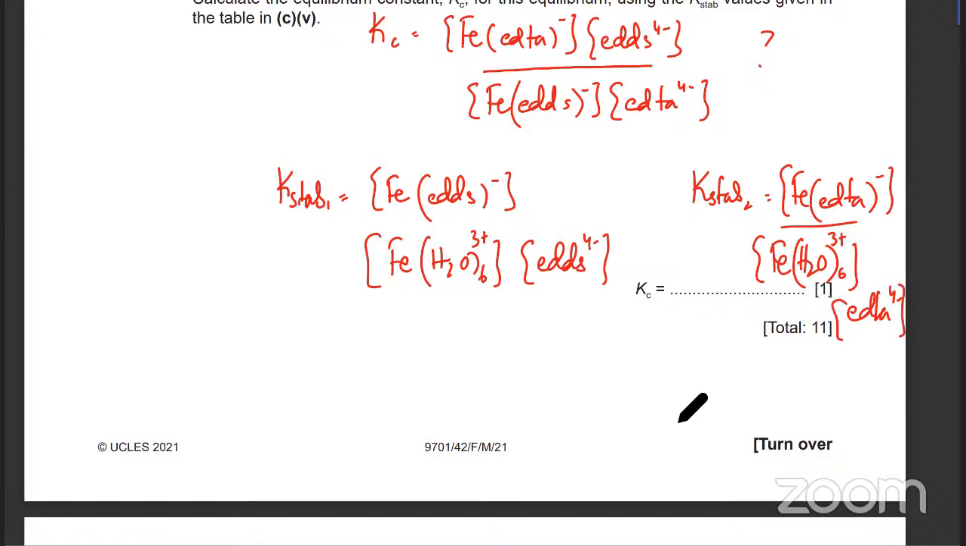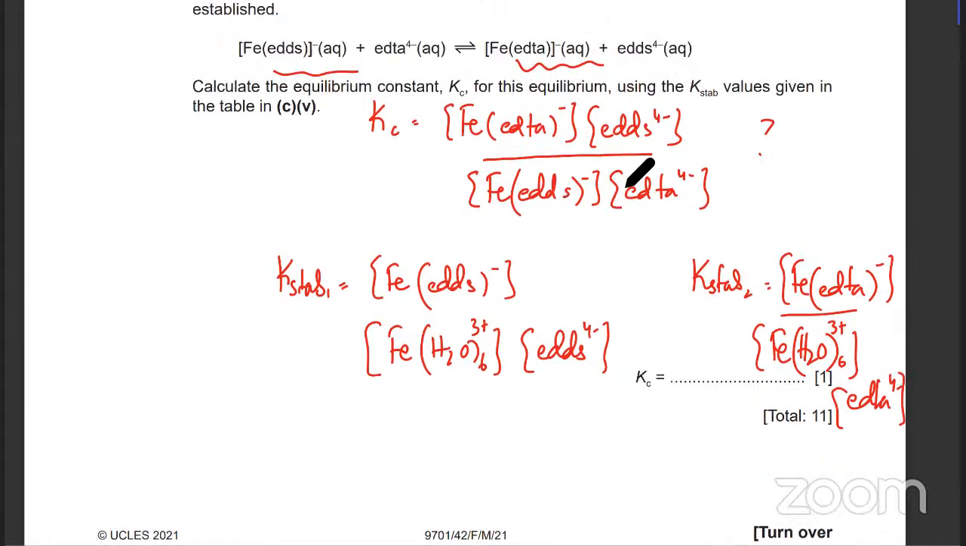Now I need this expression over here. So what I'm going to do is I would have to multiply the two things, but I have to take the reciprocal of this, because Fe EDDS must come in the new denominator. Fe EDTA must come in the numerator. And if I do that, EDDS 4 minus would automatically come in the numerator. EDTA 4 minus would remain in the denominator. And two things are going to get cancelled out, and that's Fe with 6 H2Os and Fe with 6 H2Os, if I multiply the two things, okay? And I'm going to get this expression.